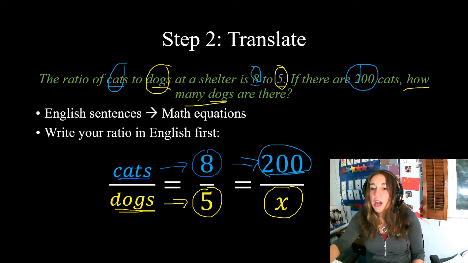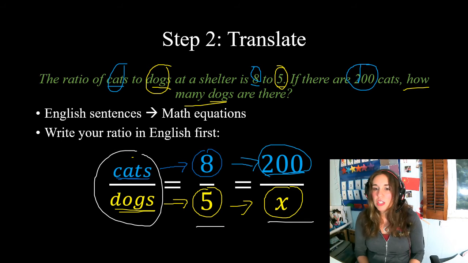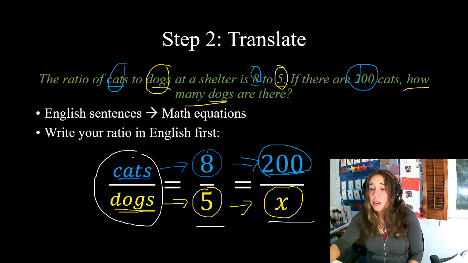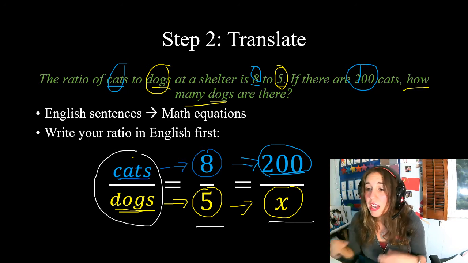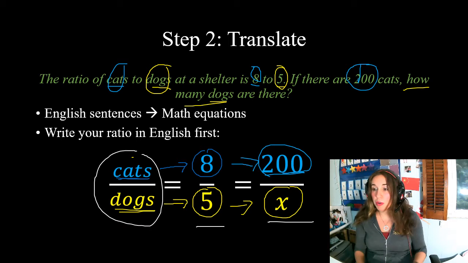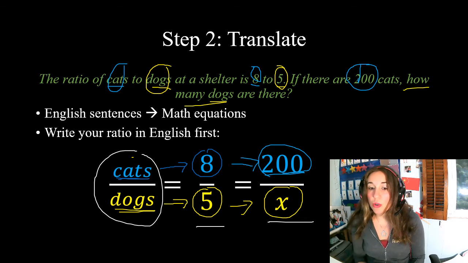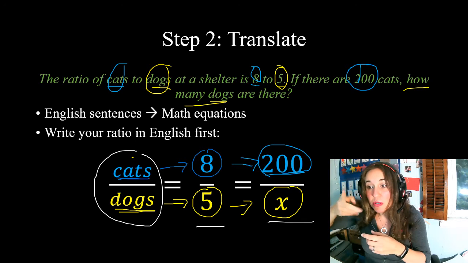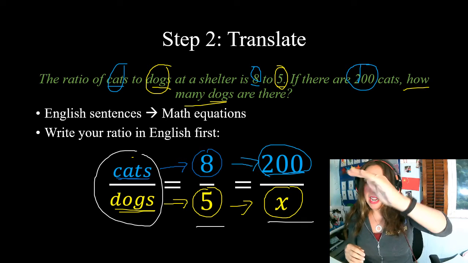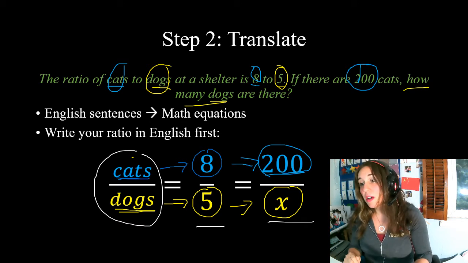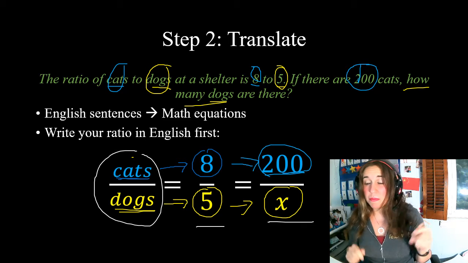And that's really why it's so important to write your ratio in English first. It's going to keep your 2 rationals, your 2 fractions, consistent. Cats should always be in the numerator and dogs should always be in the denominator. All right, and I've color-coded it to make that really clear. But if you don't write it in English first, and I've seen this happen so many times, one of those ratios will wind up getting flipped. So instead of writing 8 over 5 equals 200 over x, somebody might write 8 over 5 equals x over 200. And that's not right.